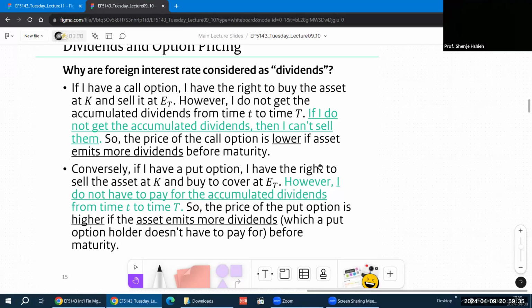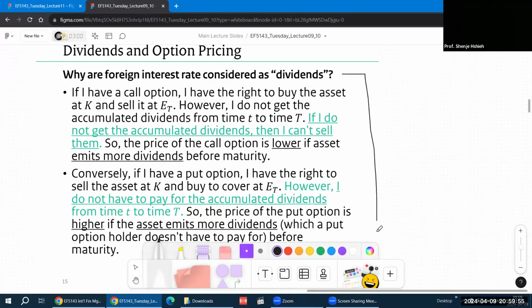The same concept applies to put options. If you do not have to pay the cumulative dividends from time t to big T, but you have to deliver it later on, then it's going to increase the value for the put position. All right, so I think this is the better interpretation, but of course the other interpretation also makes sense too. Forget my comment on UIP. I'm probably thinking too much.